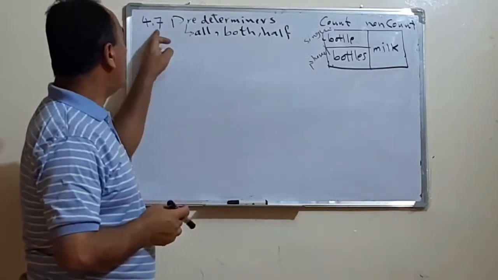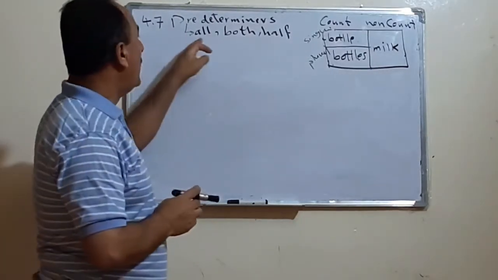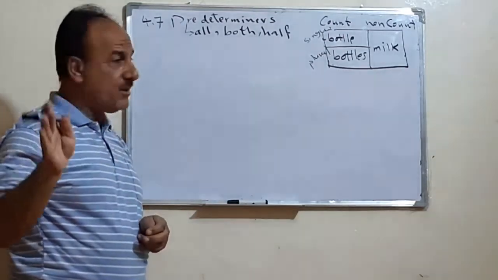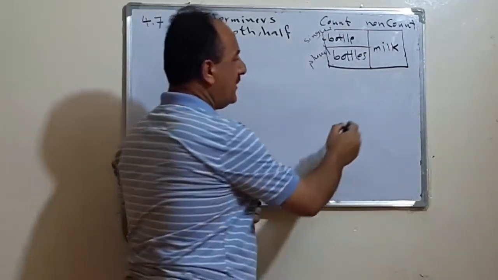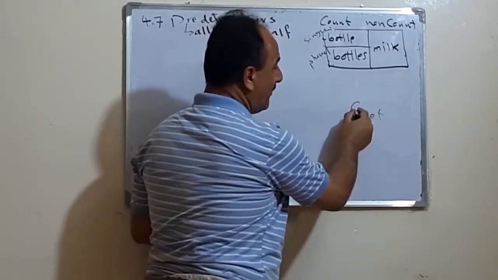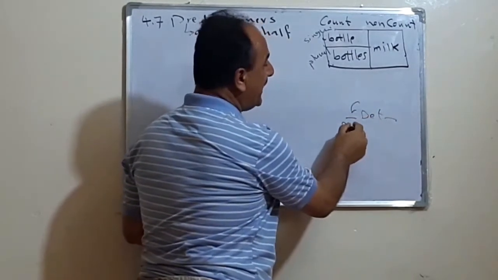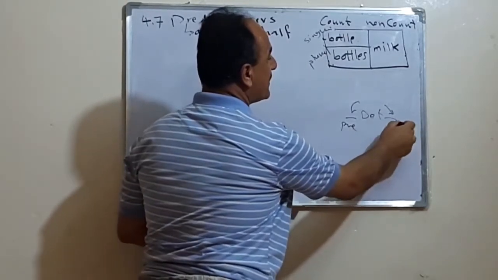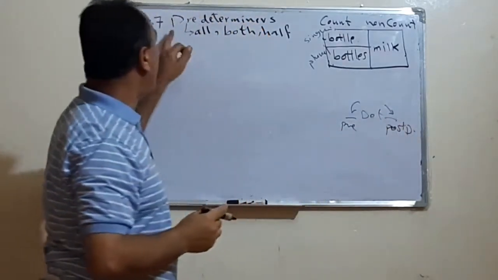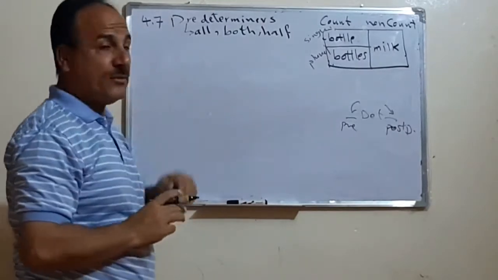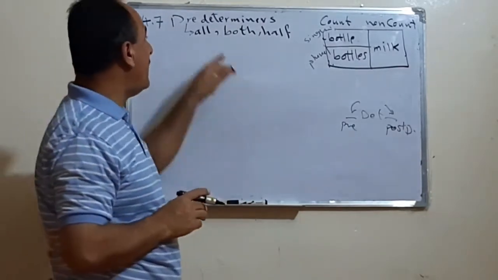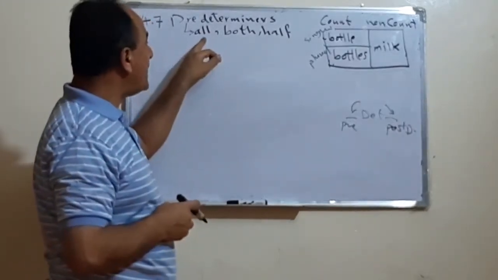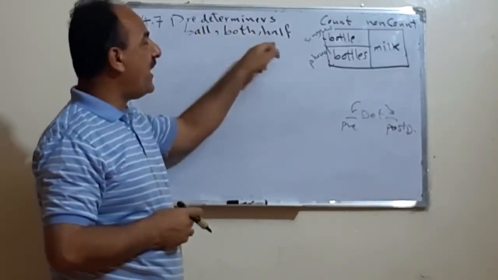In section 4.7, we have what we call the predeterminers. Remember, we said we have determiners, we have another group we call predeterminers, and then we have post-determiners. Here we have the predeterminers. In fact, we have three subcategories of predeterminers.